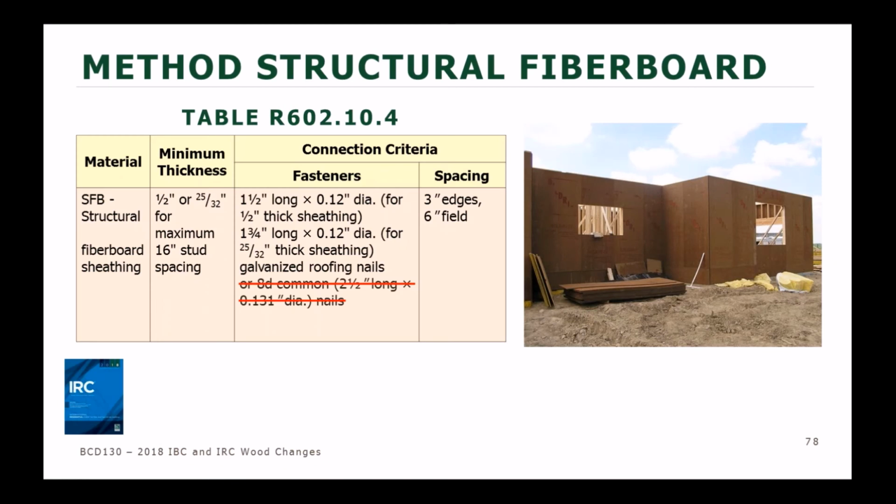Our next change is just changing out what are available fasteners. So with the method structural fiberboard, the fasteners are typically shorter than your 8D common nails, and so we have the 8D common nails deleted, and we've just got the 1 3/4 inch by 0.12 inch diameter nails for your thicker sheathing, and the 1 1/2 inch by 0.12 diameter nails for the 1/2 inch structural fiberboard sheathing. So just a clarification here. Not that you can't always use longer nails.